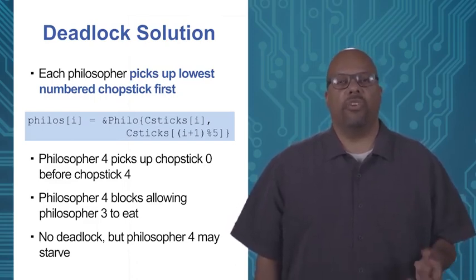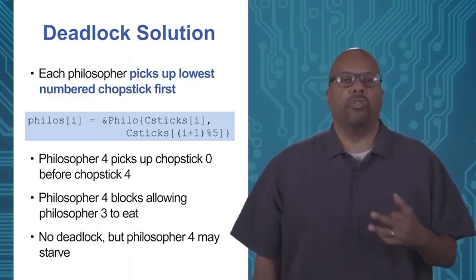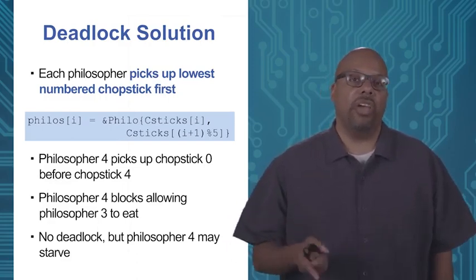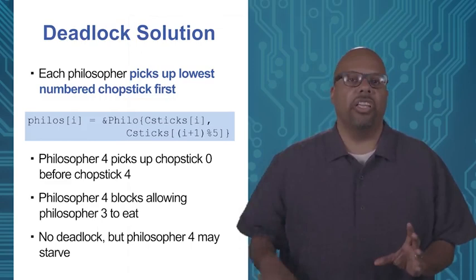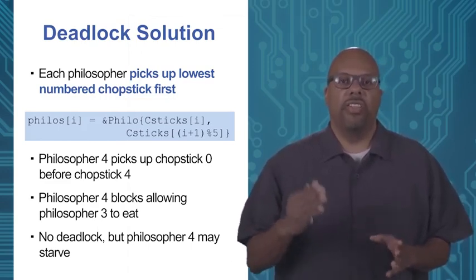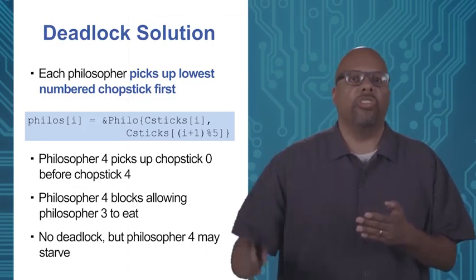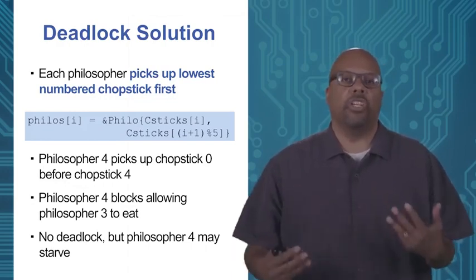So starvation is another issue, but deadlock is the worst, and you can avoid it in several ways. But just be careful of these circular dependencies. This is a case where you have a circular dependency, but the circle is 5 philosophers long. The dependency has to go through all 5 philosophers before the circular dependency completes itself. So it's a little more subtle to see.